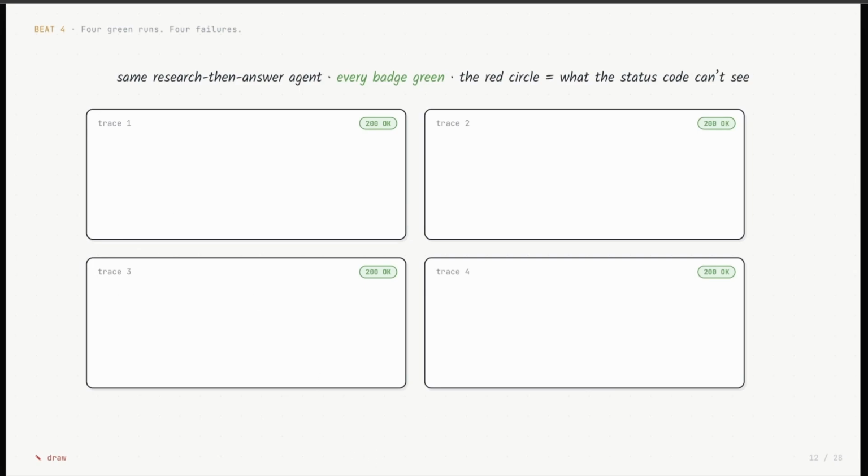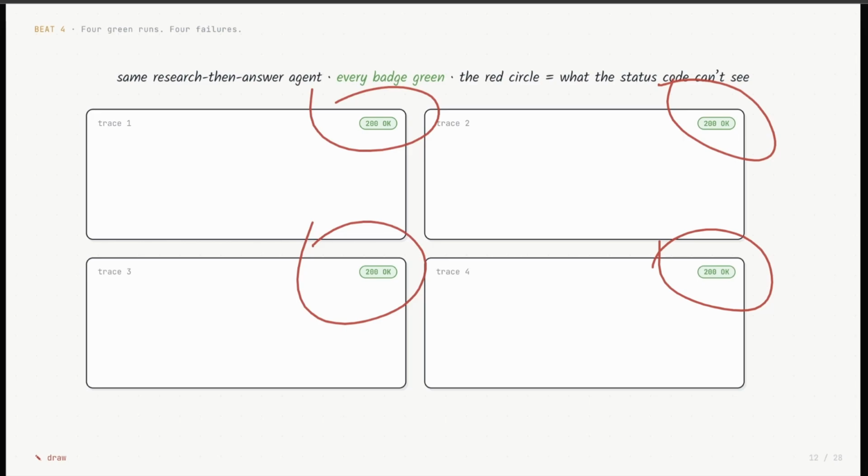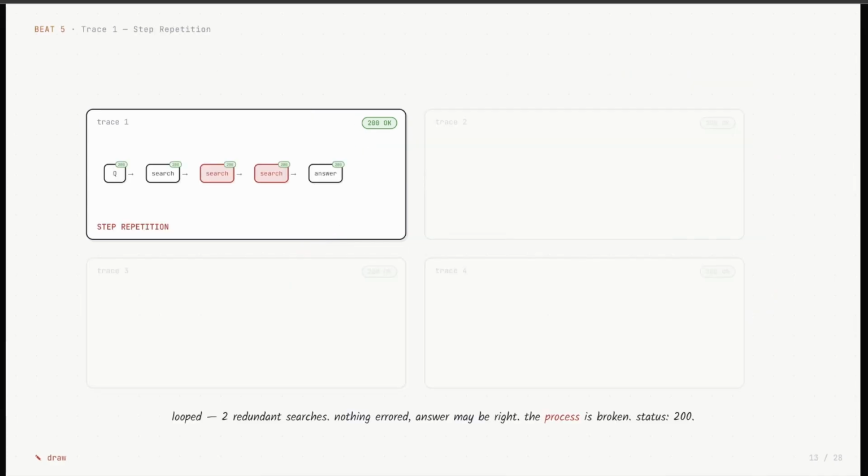So let's look here. You have 4 traces. Each one is returning success. As you can see, every badge is green. This is the HTTP status code. Now I'm going to go through each trace one by one, and I'm going to circle in red the thing the status code cannot see. So let's start with our first example. As you can see, the process here is broken. As we have already explained, this is the redundant calls.